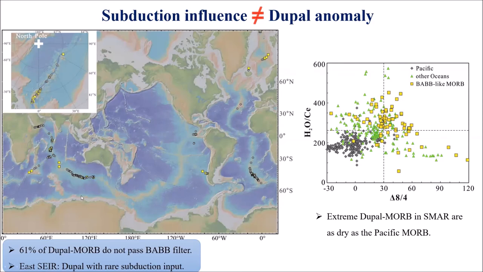And last but not least, we can see that the Southeast Indian Ridge over here is definitely DUPAL, but these gray dots here have very limited subduction input. So combined, we think the subduction influence is not the same as the DUPAL MORB, but they all occur outside the Pacific subduction shield. As we used to think DUPAL is more of an Asian thing, I tend to think this subduction influence is an overprint on whatever the mantle heterogeneity is. And such a coincidence might also indicate that the isolation of the Pacific mantle can be much longer than this.